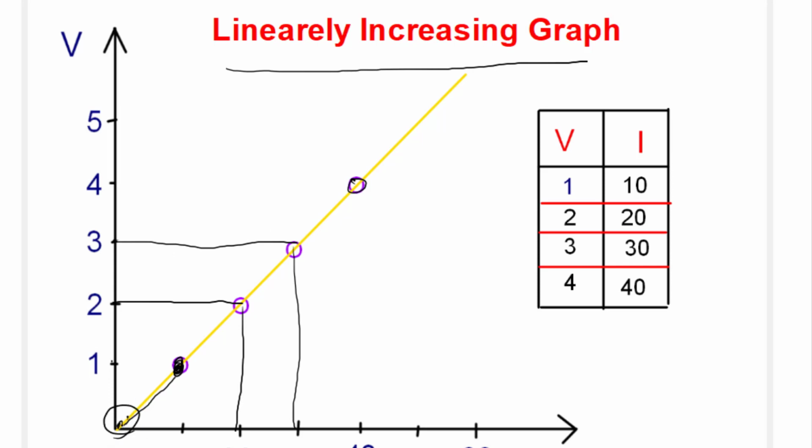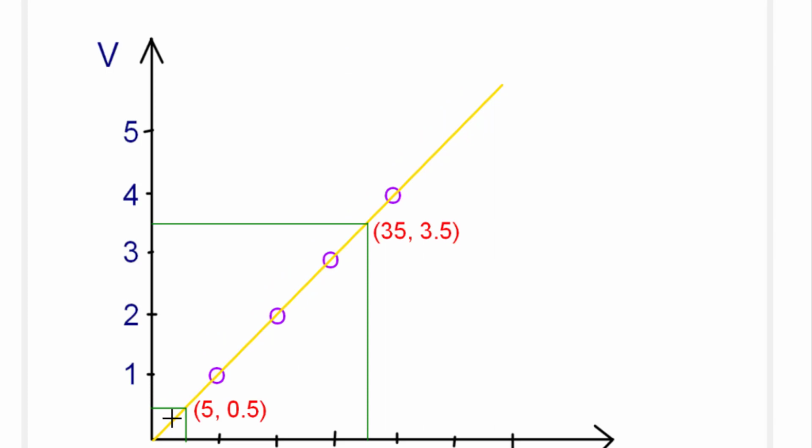Then we can find some unknown values. What are the unknown values? When we draw this graph, we have only taken 4 readings, but we can find some unknown values also. Suppose we want to know the reading for V equal to 3.5. Between 3 and 4 we have 3.5.